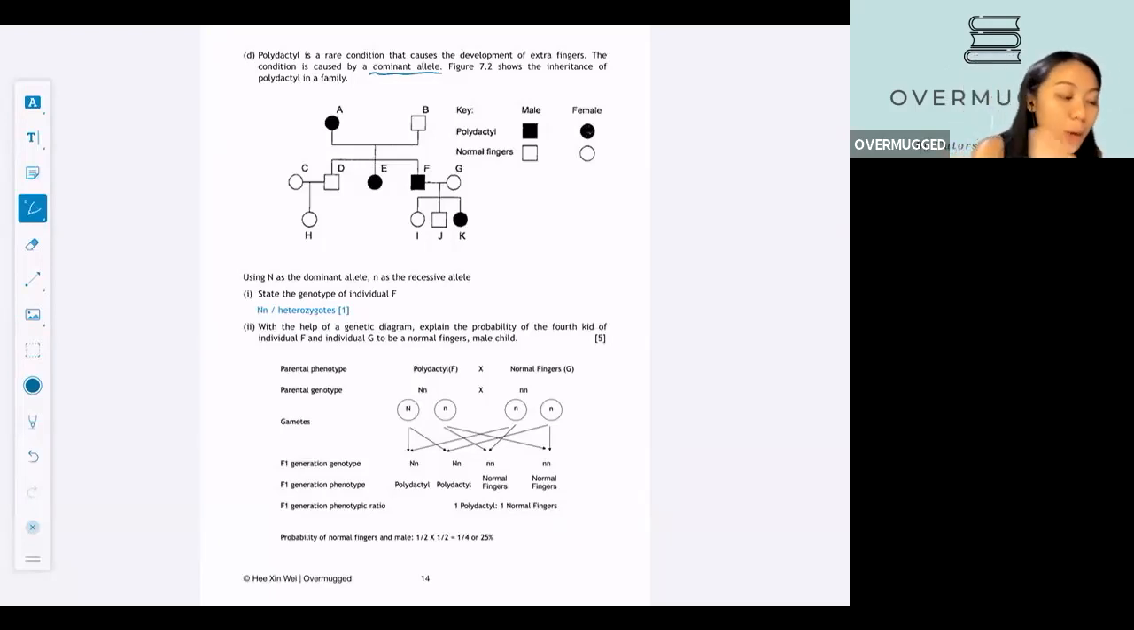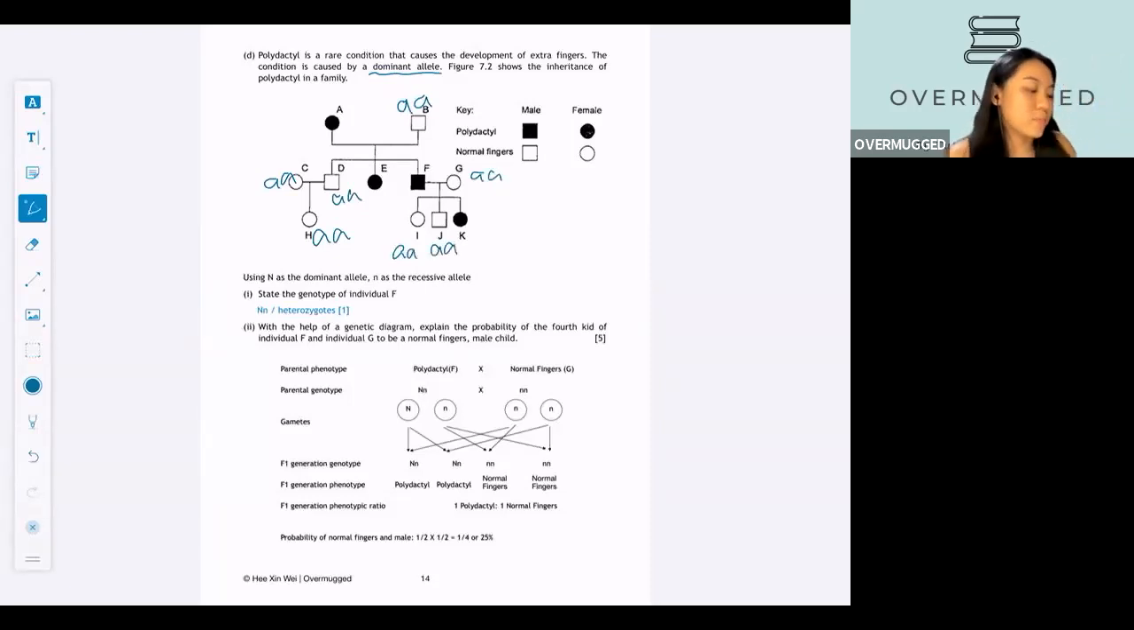So this one we can draw out first. Normal finger is homozygous recessive. So they're asking for F, right? State the genotype of individual F. Use N, okay? So you realize that for individual F, it can either be homozygous dominant or heterozygous, right? Because it's the dominant allele. So it can be both.